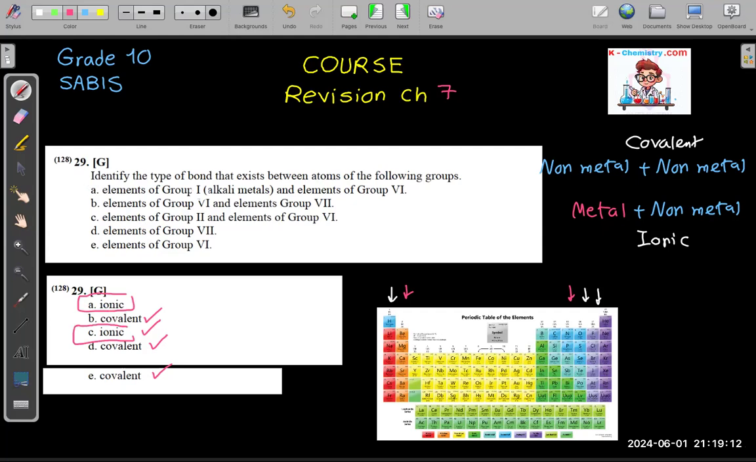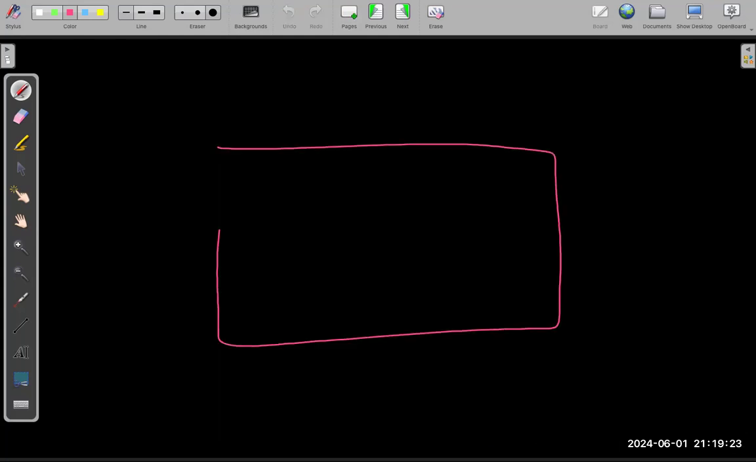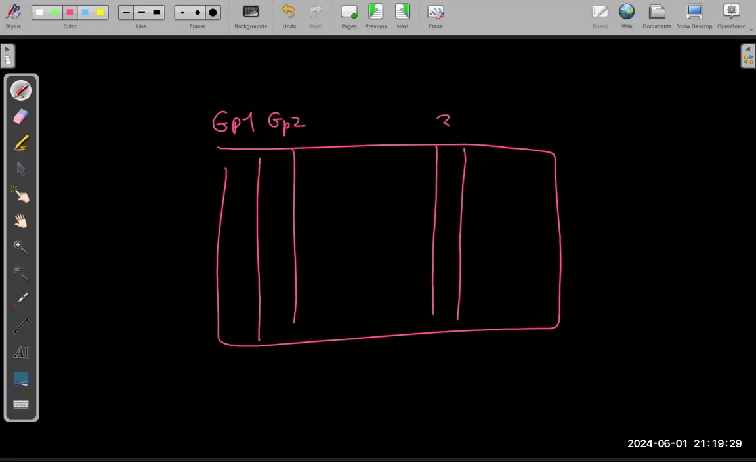Let's see. A is group 1 and group 6. One is metal. How did you know it's metal? I can tell you again. Which one is metal and which is non-metal? Metals are group 1, group 2 and group 3. The rest are all non-metals. Groups 4, 5, 6, 7, 8 are all non-metals. Groups 1, 2 and 3 are all metals.